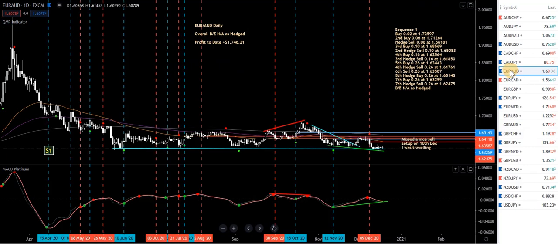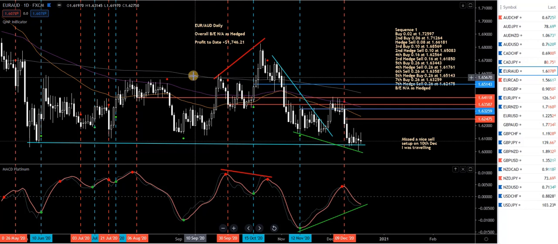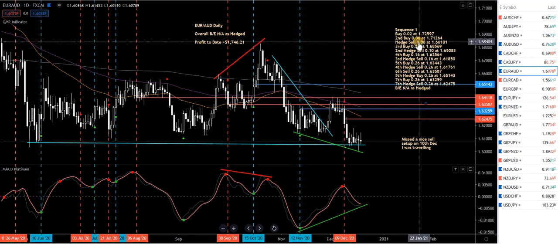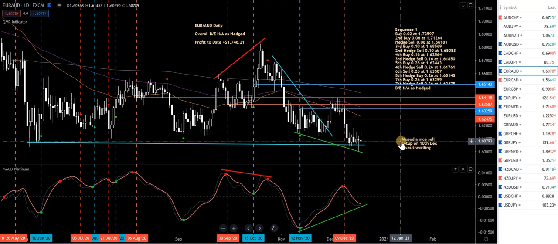Euro Aussie, this one's a little bit different. I haven't got so many horizontal lines on the chart because it was just cluttering up the chart when I had a lot happening. Hang on a second, I'll make that bigger, that's probably better. So I've got sequence 1, which is hedged, and that's all I've got. So you can see my notes here.